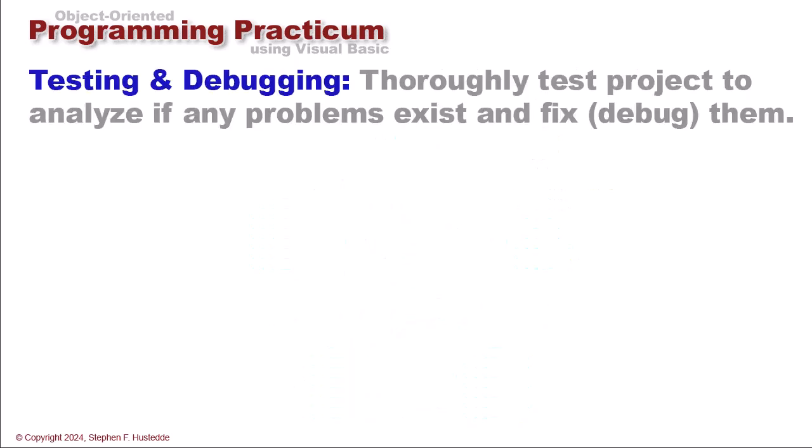So when we're talking about testing and debugging, what we're doing is we're thoroughly testing each project to analyze if any problems exist and to fix them. And we refer to those problems often as bugs, and fixing them we refer to as debugging.